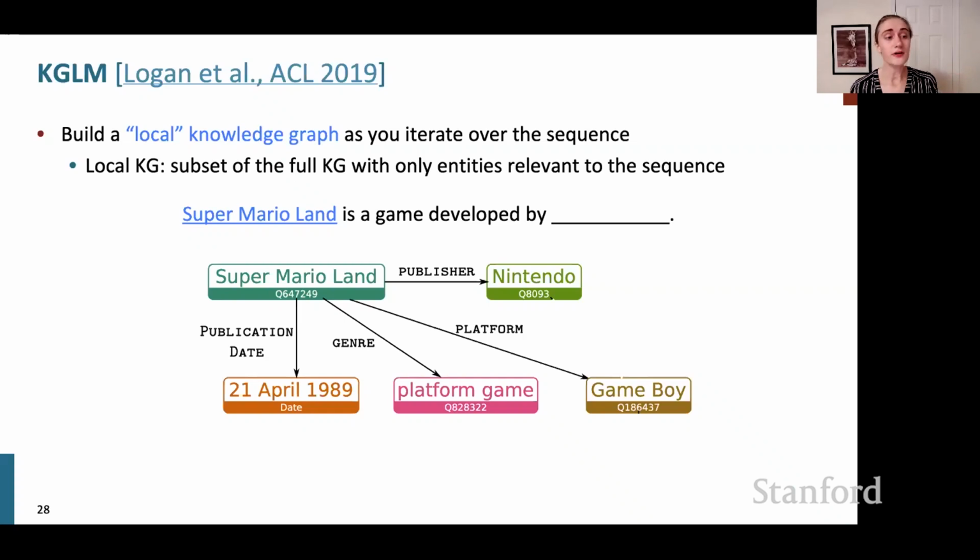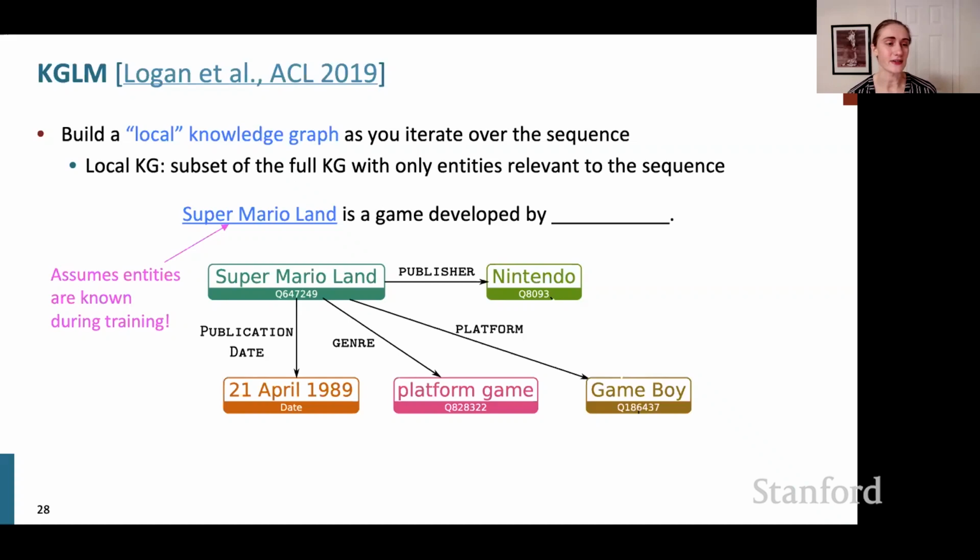And you would build up this local knowledge graph as you iterate over the sentence. So whenever you see an entity, you would add it to the local knowledge graph as well as its relations to other entities. Obviously this is a much smaller example than what would really have all the relations to Super Mario Land, just for the purpose of the example. But hopefully it's clear that all of these are relevant to the sequence. Something important to note here is that this does assume that the entities are known during training, so that you do have this entity annotated data for training, and therefore your local knowledge graph is always the ground truth local knowledge graph as you iterate over the sequence.